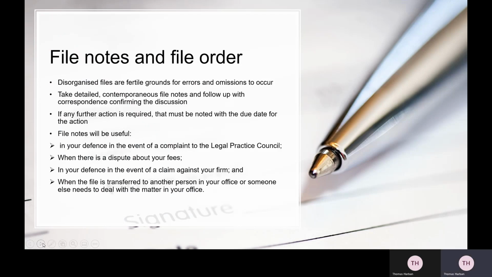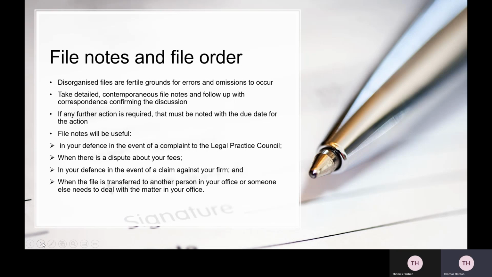And just a few pointers on file notes and file order. When we receive notification of claims, we ask for the full file contents. The state of some files is really shocking, and when you go through them, it's not surprising then that errors have been made.